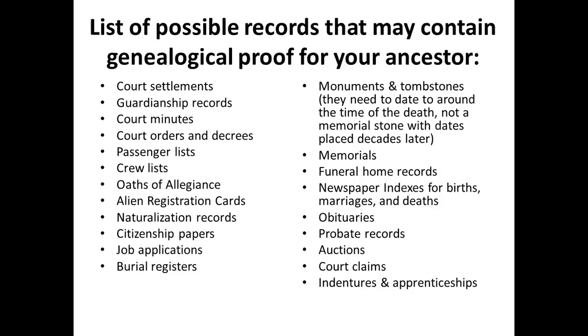Probate records. Again, those are all different types of court records. Auctions, that's kind of in the same place as when after they do an inventory and appraisement, they sell a lot of the estate, a lot of the things from the person's estate, but all of it is recorded through that. Court claims, that's typically when something is contested in a will. Indentures and apprenticeships, those are all going to have very well documented records also.